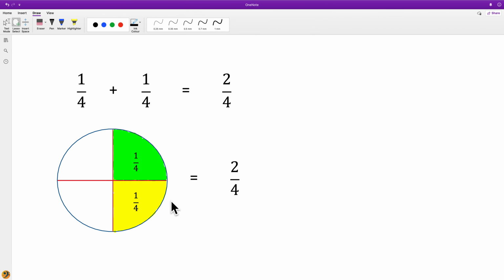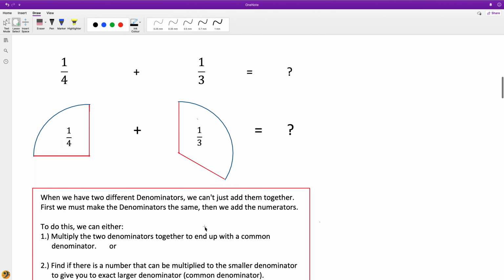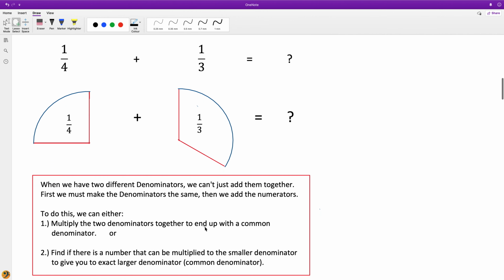Graphically you can see it here. If you had 1/4 of a pie or a pizza as a real life example, and you had another quarter, you can see that you end up with 2 quarters. Just a pretty simple example there to start with. But they're not always that simple, especially in assignments and exam type questions. So let's have a look at this next example.